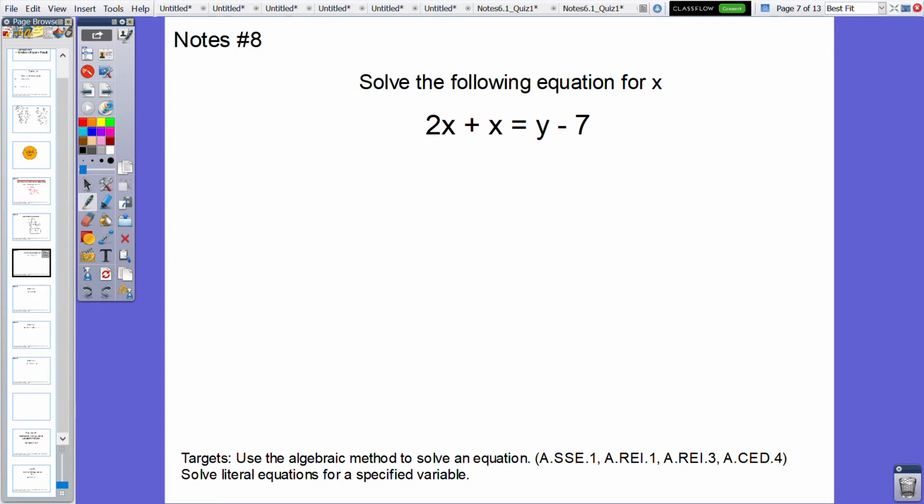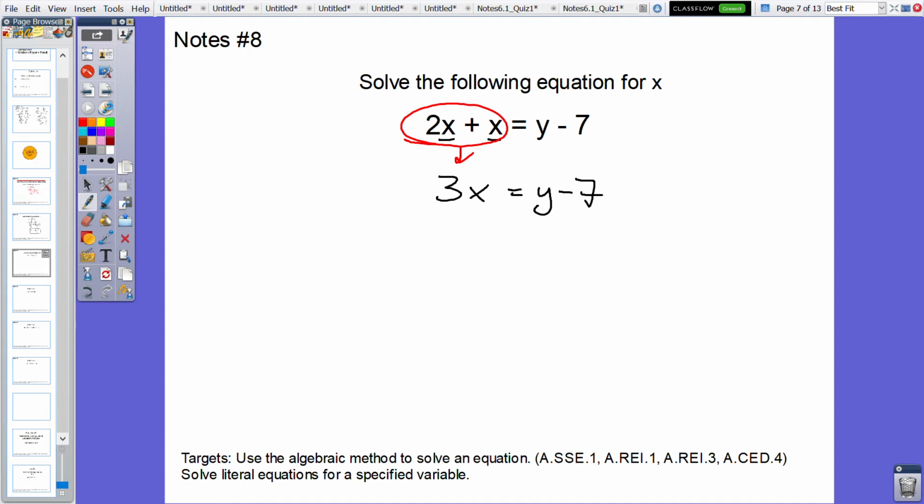Next example, solve the following equation for x. Okay, so I've got an x on the left side, and I have another x on the left side. And that's all I have on the left side of the equation here. So 2x plus x equals y minus 7. When I have the same variable more than once, I'm going to go ahead and combine these. Okay, so 2x plus x combines to give me, you guessed it, 3x equals y minus 7. So we want to watch out for the variable that we're solving for, so that way we know if we need to combine any like terms and not get caught up missing out on a variable here.